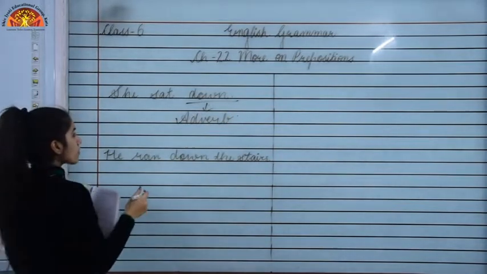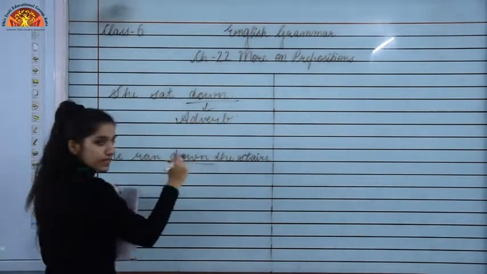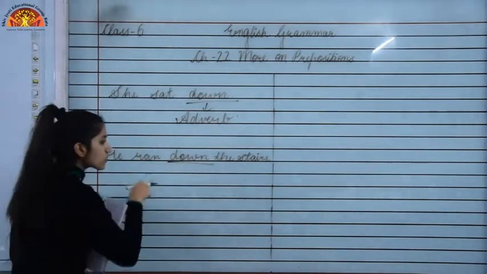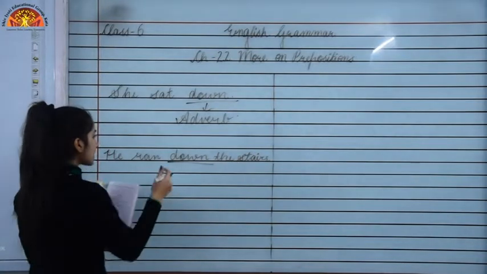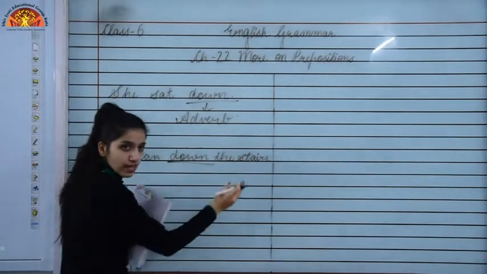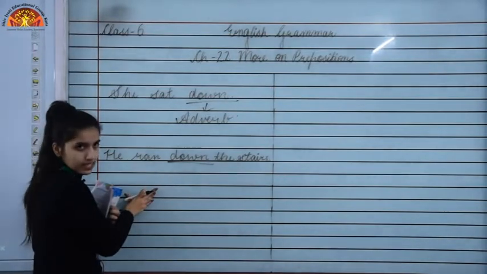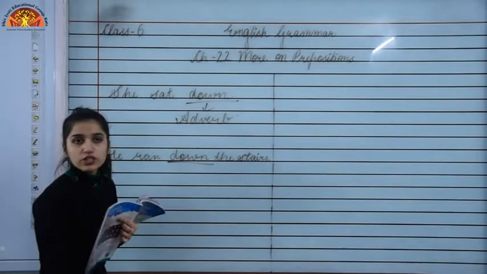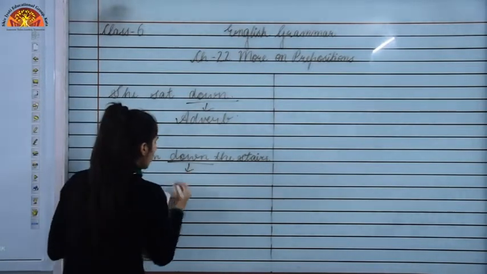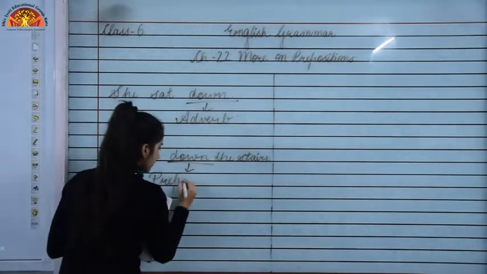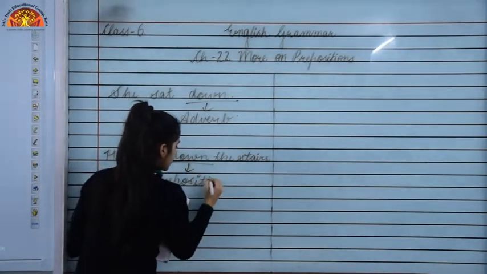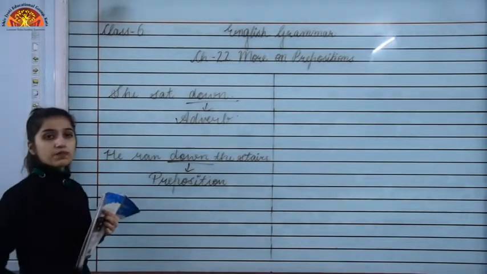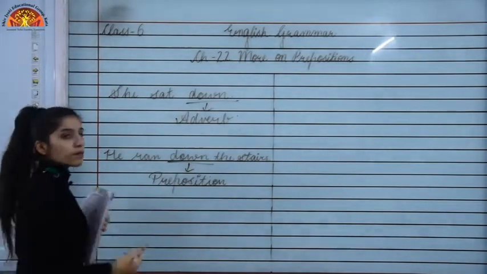But when I talk about down in this sentence, he ran down the stairs, here down is showing the position, and it is showing the relation of the other word with the sentence, isn't it? With the noun. We are showing the relation over here and it is telling us the position. So this is a preposition. This is the difference between an adverb and a preposition.